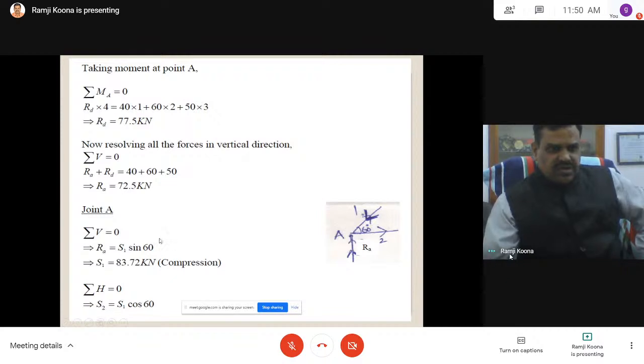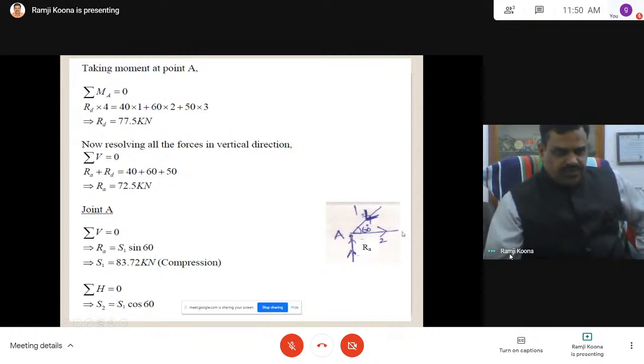See, that's why here RA is equal to S1 sin 60. Now find out S1. RA is already determined, and from this you get S1. Assume the direction is correct, then you can consider the compression. Then sigma horizontal: S2 is equal to S1 cos 60. The assumed direction is correct.